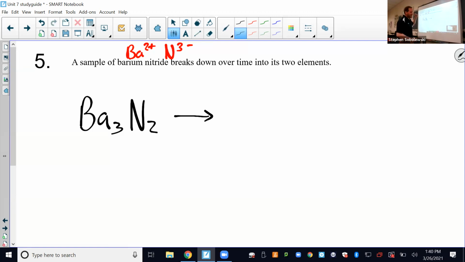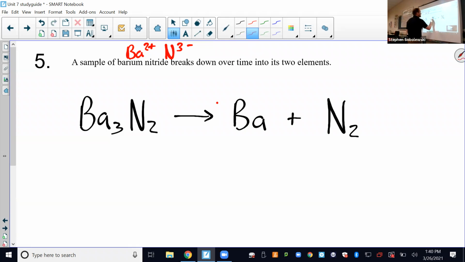So the question we ask is barium a diatomic? Is it a Brinkelhoff? No, it's not. So we just write Ba plus nitrogen. Is nitrogen a Brinkelhoff? Yes, it is. So we say N2. All right, now we just need to balance. So N2 is already balanced, 3 bariums, 3 bariums, just like that. And type of reaction, decomposition.